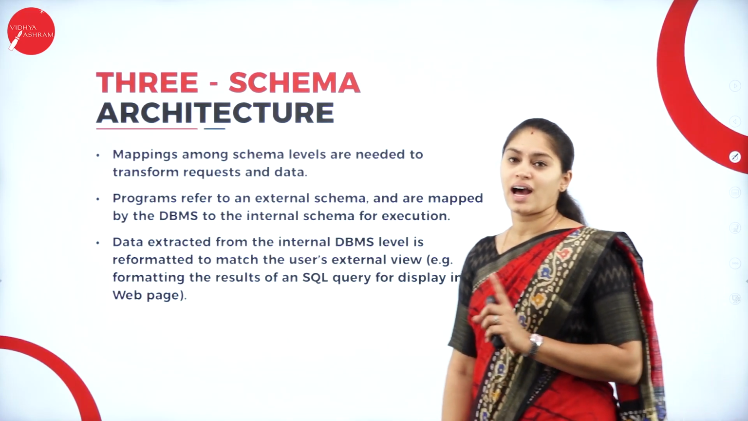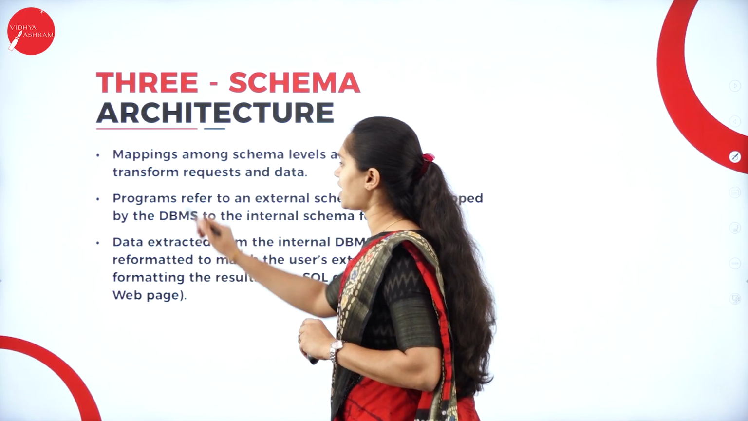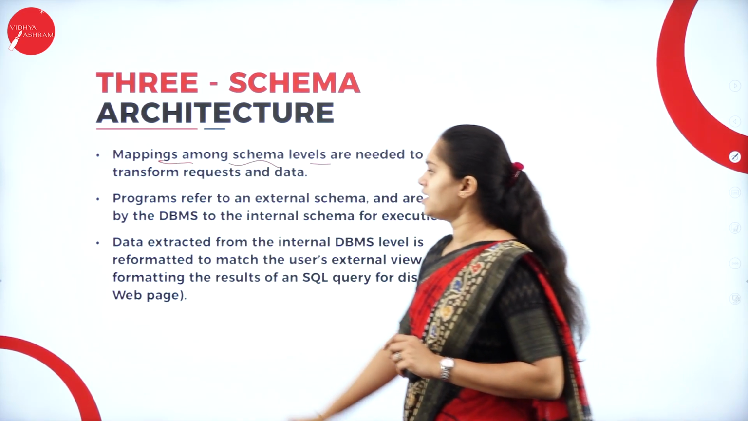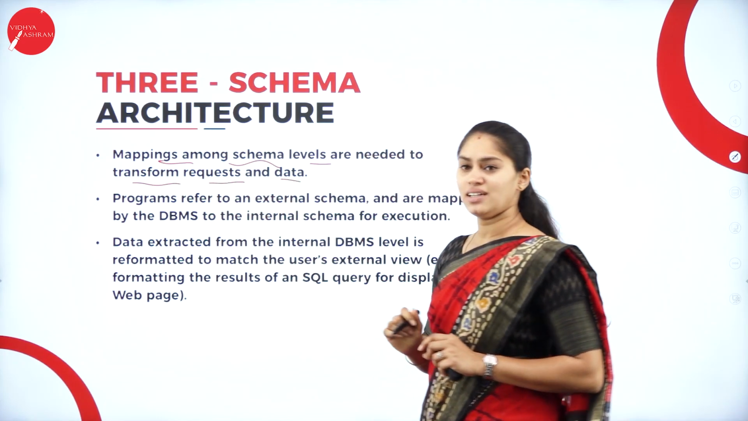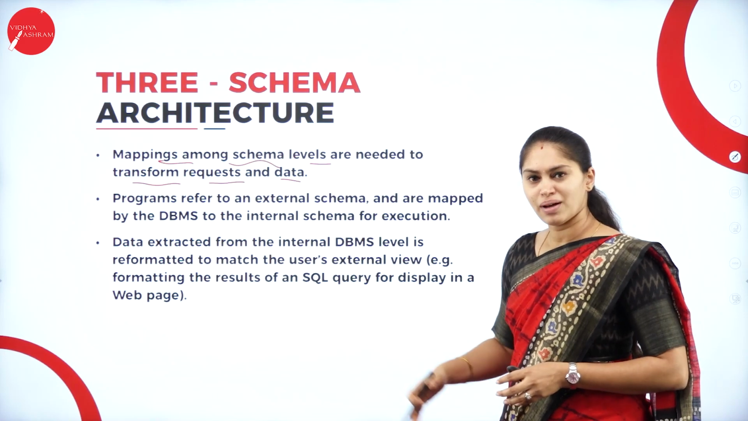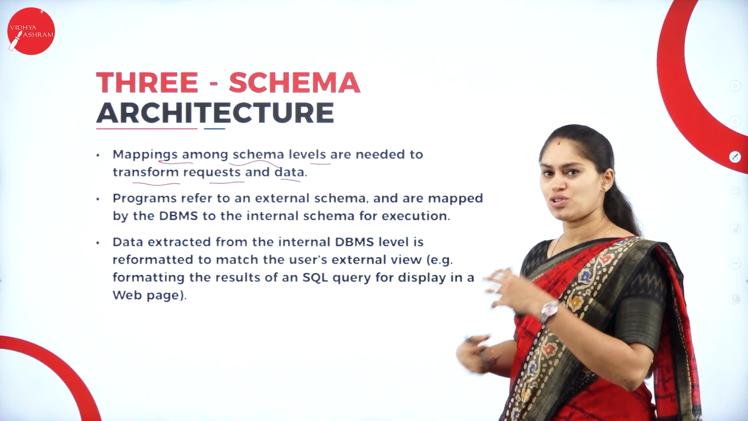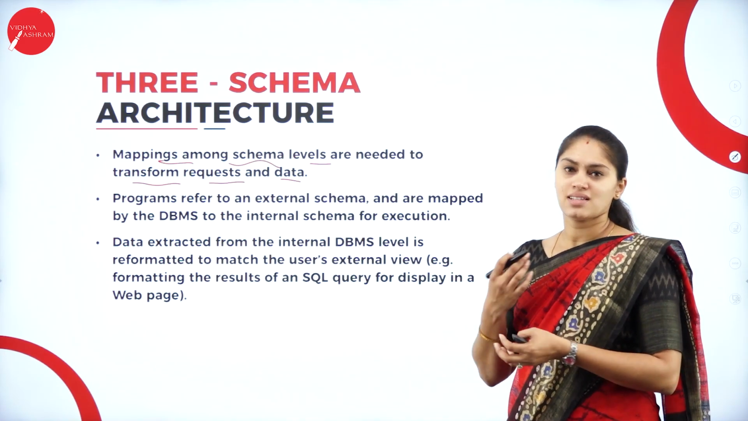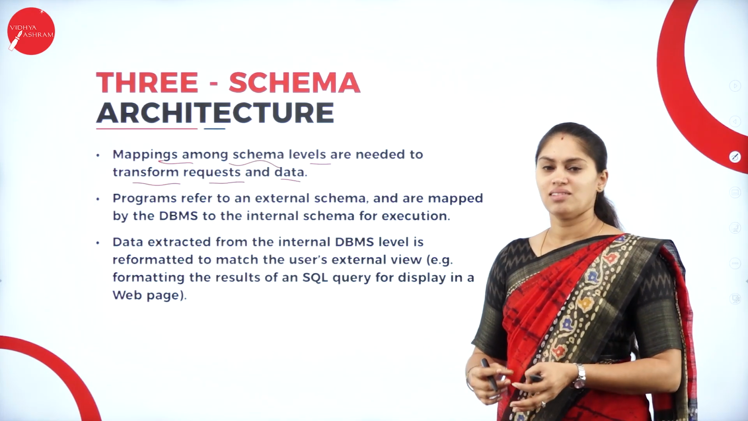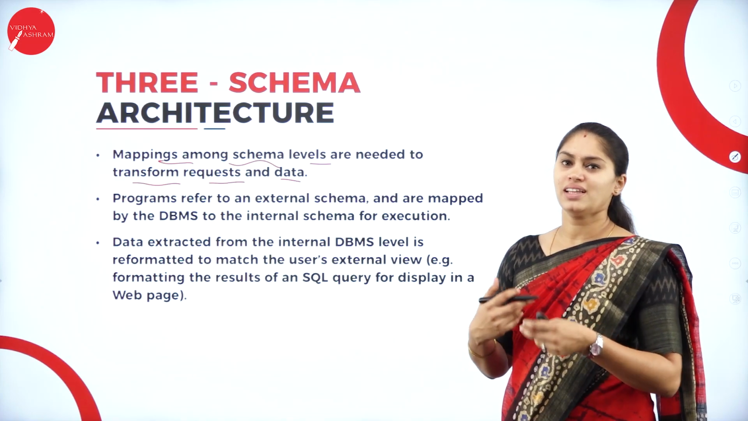Then what is the use of having a mapping? Already I told you about this mapping. Mapping among the schema levels is needed in order to transform the request and data. As I told, if I give some queries that can't be understood by the database directly, that needs to be transmitted as a request at the conceptual level, then it has to reach the internal level with the help of the access path. Then only are they going to process it.